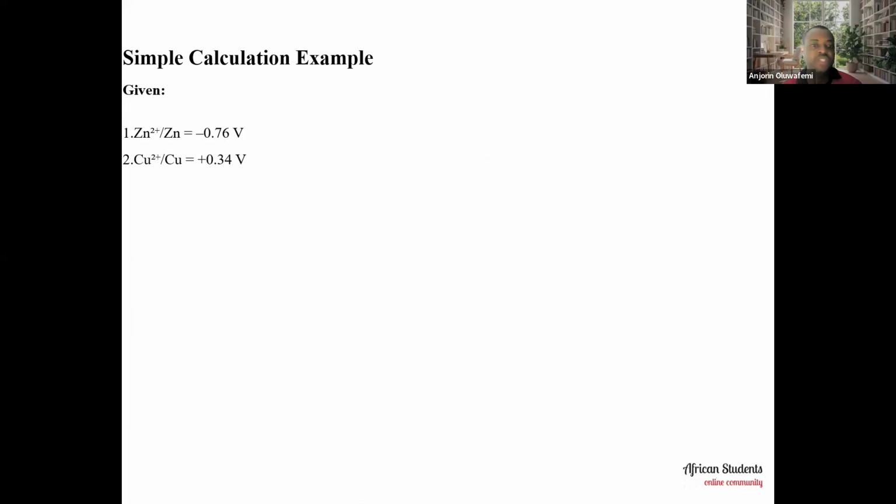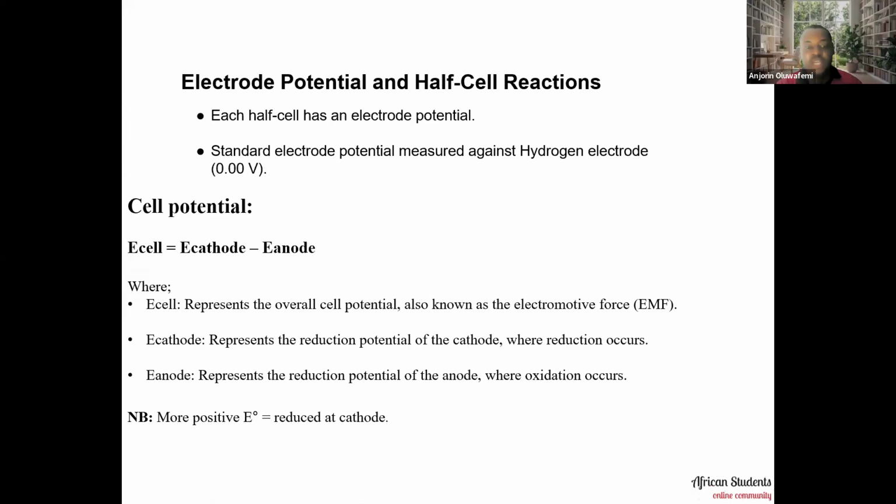So when you have Zn2+ moving to give us Zn, and that equals minus 0.76 volt, and then your Cu2+ going to give Cu, and that's plus 0.34 volts. It says we should find the cell potential. We remember that E cell will be equals to E cathode minus E anode. Am I correct? Let's just confirm that quickly. Yes, I'm correct. E cathode minus E anode.